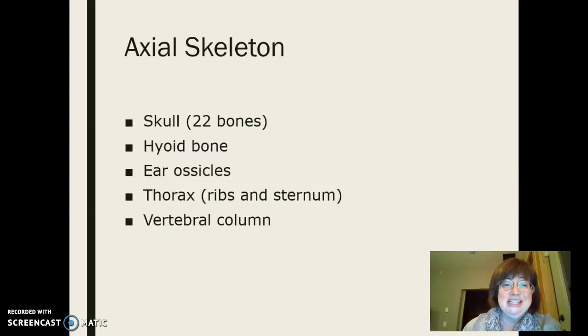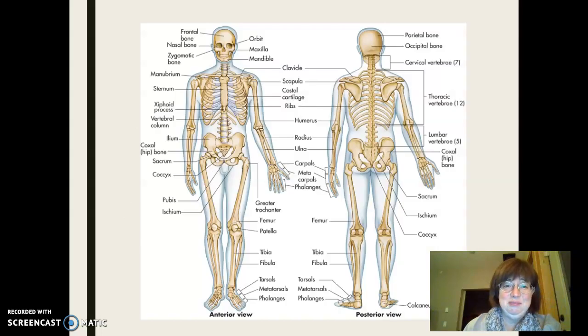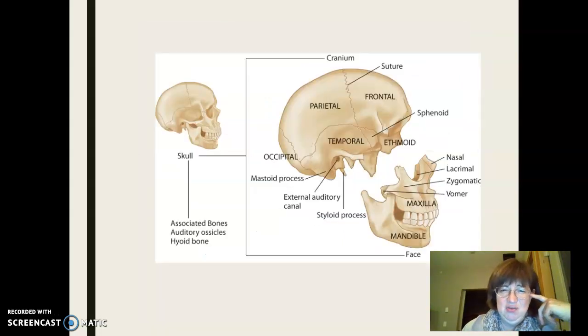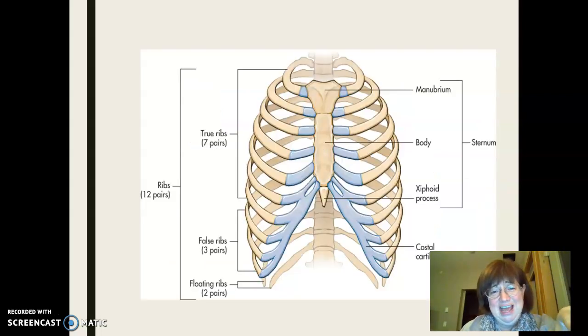Now, when you look at the skeleton, there's basically the axial skeleton, which is your skull and vertebrae, and then you have your appendicular, which is all the rest. Now, your textbook goes into a lot of different details. I want you to be aware that the skull is made up of many bones, but you don't need to know all these bones at this level.